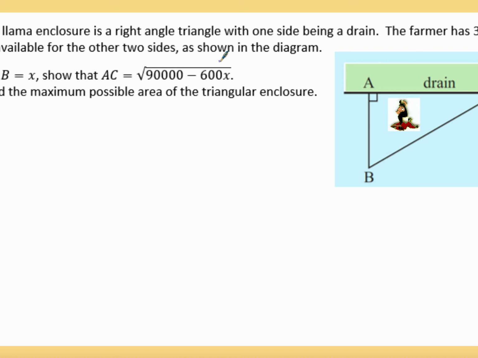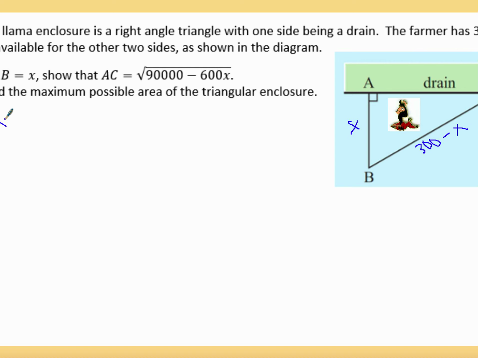So what we need to do is actually show that that's true. I would say that if I'm going to use 300 meters of fencing, so the AB and BC is going to be where the fence is, I can call this side x amount of fencing, and I could call this side 300 minus x, or vice versa. It doesn't really matter which one I call x and which one I call 300 minus x. But what I'm going to do is show, using the Pythagorean Theorem, that the missing side is really the square root of 90,000 minus 600x. So here we go. Let's try it.